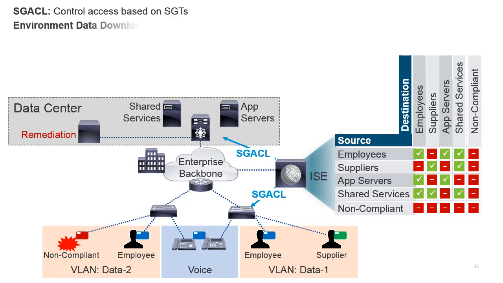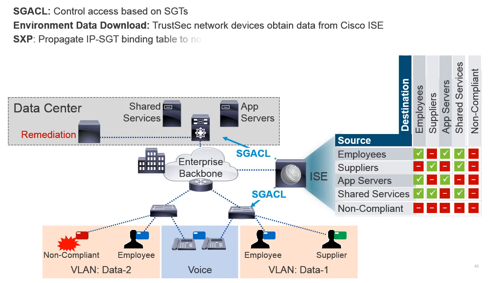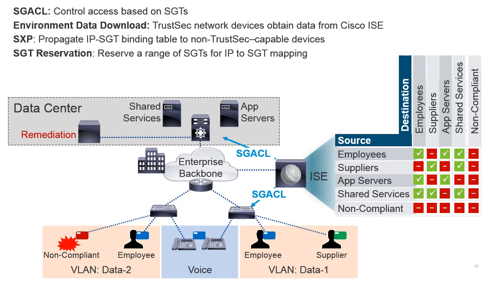Additionally, TrustSec network devices obtain data from Cisco ISE after they form a secure connection to Cisco ISE. It's called PAC provisioning. So this information includes a list of RADIUS servers they can use for authentication, the security group to which they belong, and an expiry timeout to control data refresh rate. Security Exchange Protocol, or SXP, propagates the IP to SGT binding table across network devices that are not SGT capable. SGT reservation enables you to reserve a range of SGTs for IP to SGT mapping.